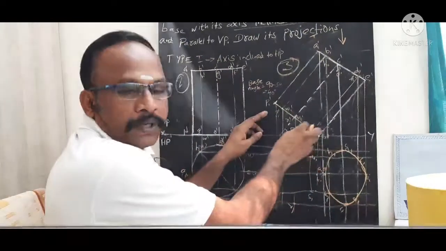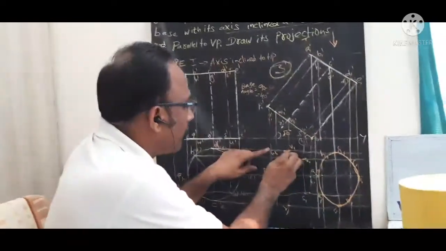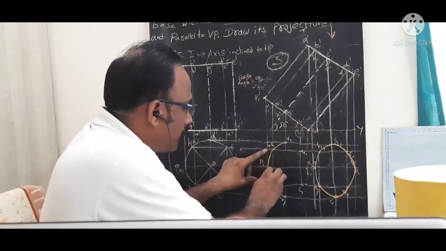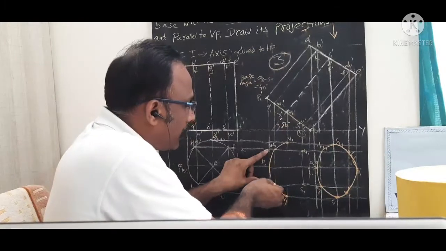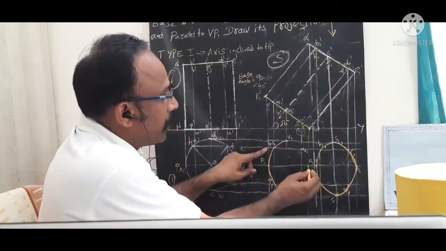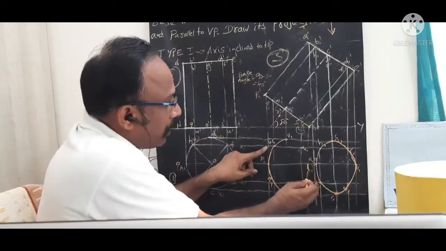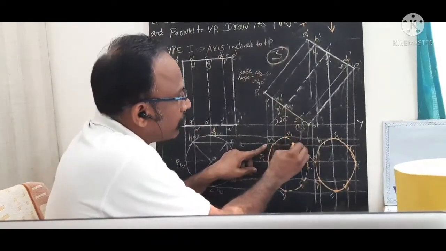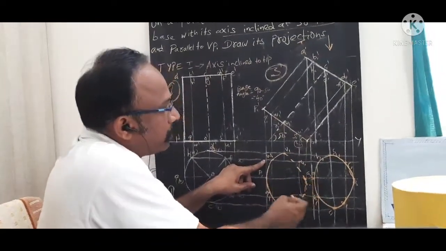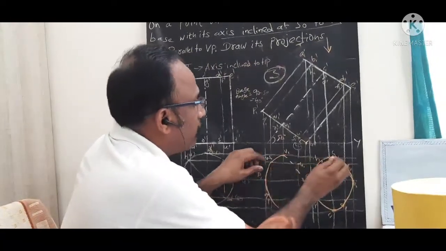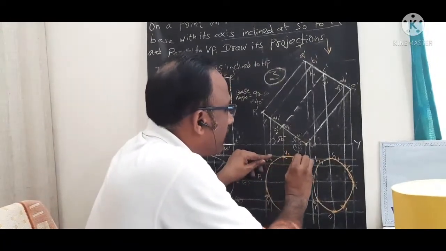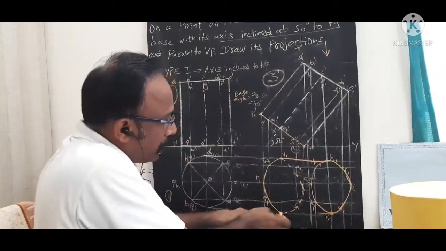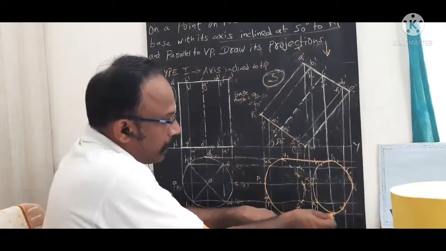Coming to the bottom portion, one half portion is completely visible and the other half portion is invisible. The invisible points we need to join by a dotted line, so I draw the dotted line for this bottom half portion. Once you complete this, you need to join this V1 and G1 as a dotted line, and you need to join this C1 and R1. That is another target.